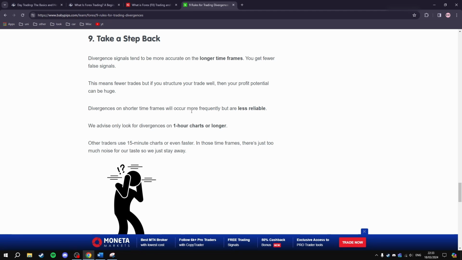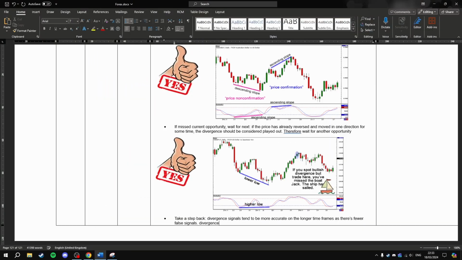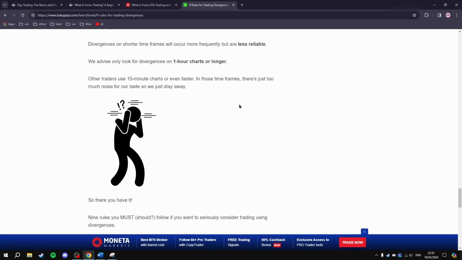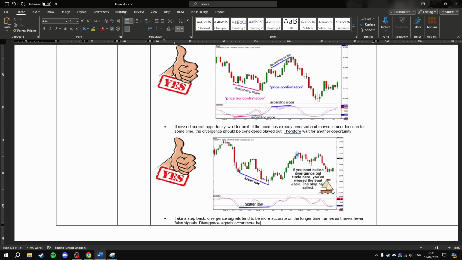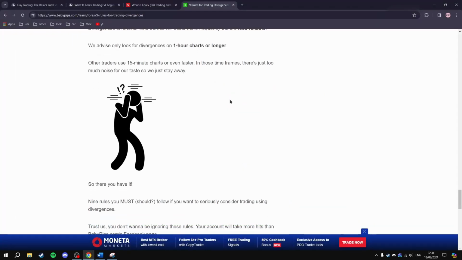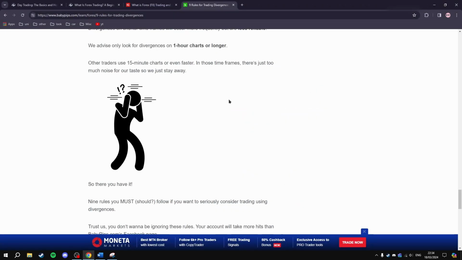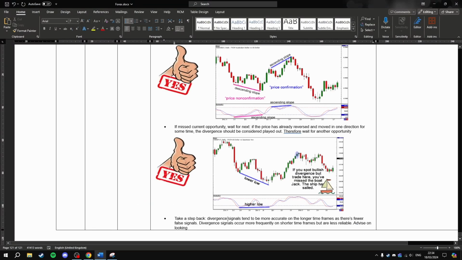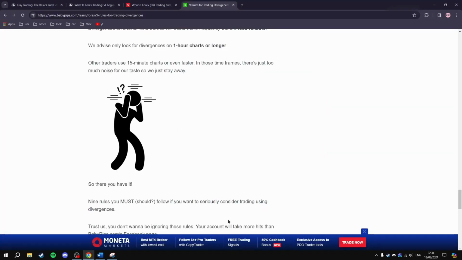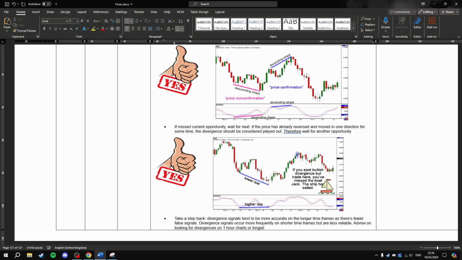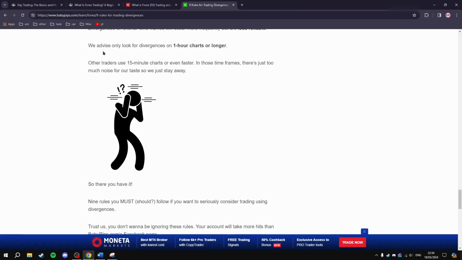Divergences on shorter time frames will occur more frequently, but are less reliable. We advise only looking for divergences on 1 hour charts or longer. Other traders use 15-minute charts or even faster. In these time frames, there's just too much noise for our taste, so we stay away.